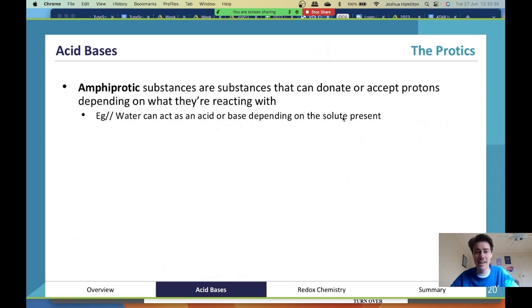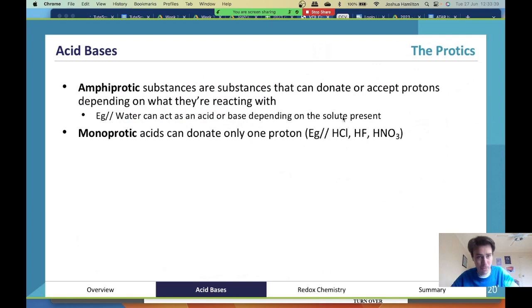So water can act as an acid or a base depending on the solute present. Monoprotic acids can donate only one proton. These are all different definitions that you need to know. Amphiprotic is probably the most important. This is the one that we generally refer to water with, because water can act as both an acid or a base. Monoprotic means it can donate one proton.